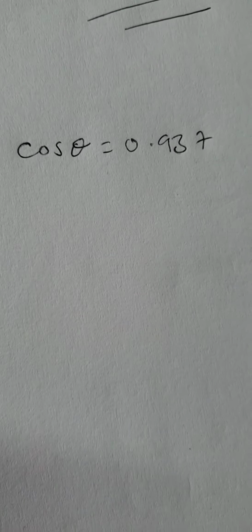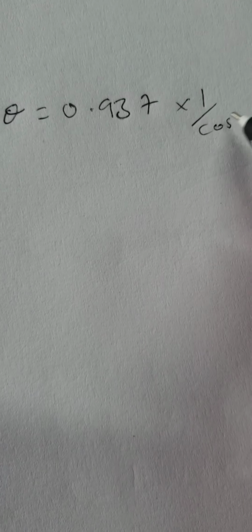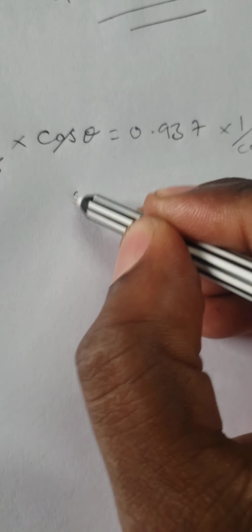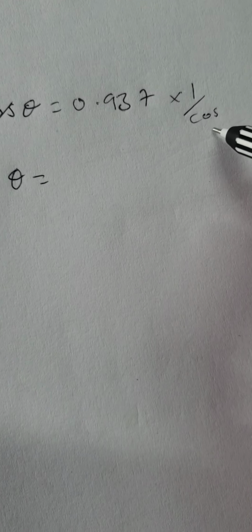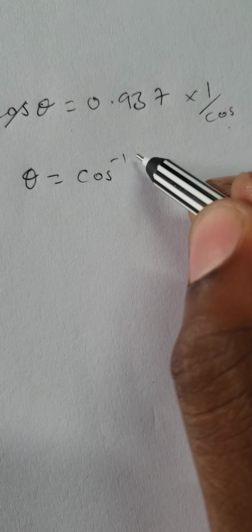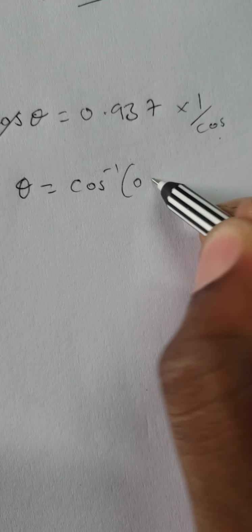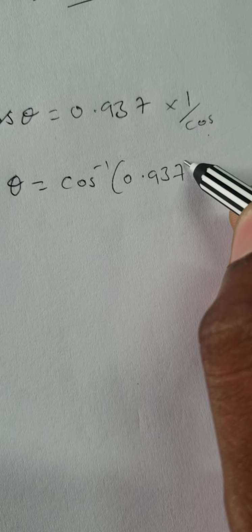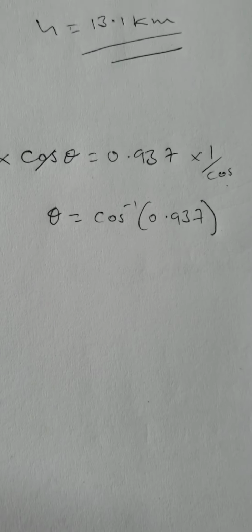So we have this equation: cos theta is equal to 0.937. What we are going to do is solve for theta, so we multiply both sides by 1 over cos, its inverse. On that side we have 1 over cos, so the cos and cos cancel. Theta is equal to cos inverse of 0.937, like that.